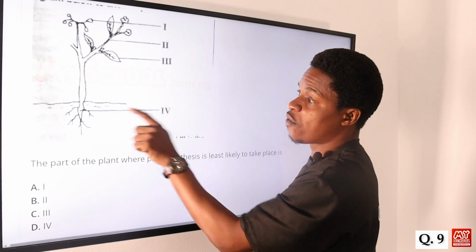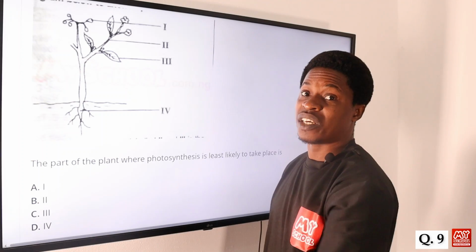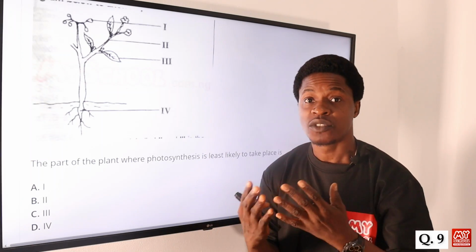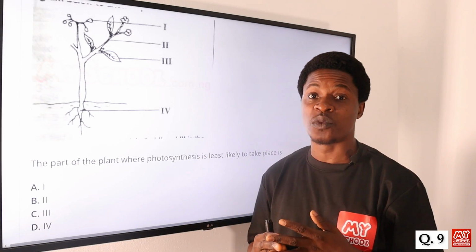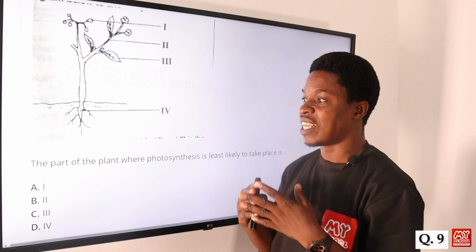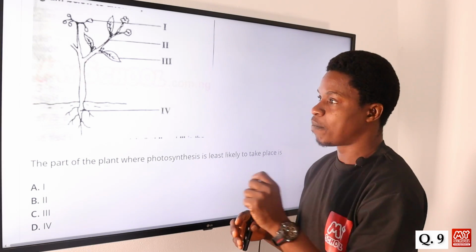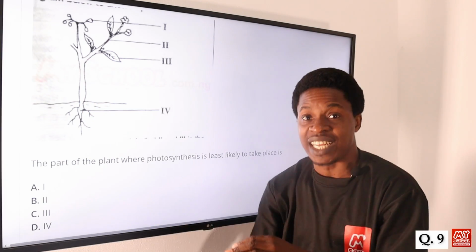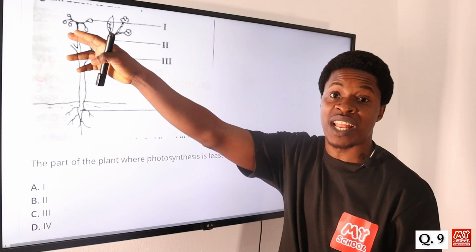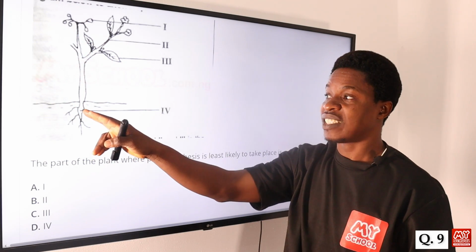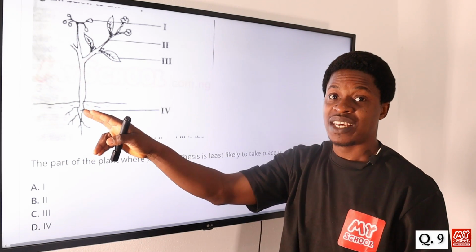The root, Roman figure 4, is actually underground. So it's not going to be exposed directly to the sunlight for photosynthesis to take place. The question asks for the part of the plant where photosynthesis is least likely to take place. Of course, it is this one underneath the ground. Sunlight will get to all of these other parts first before it can get to this point.